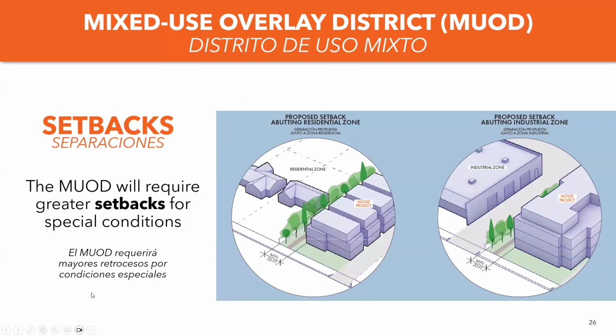In special conditions, we're considering setbacks to mitigate potential issues. So, for example, when there's a mixed-use project abutting a single-family house, or a residential project abutting an industrial use, in these cases, more generous setbacks and landscaping in those setbacks will be required. All right, next.